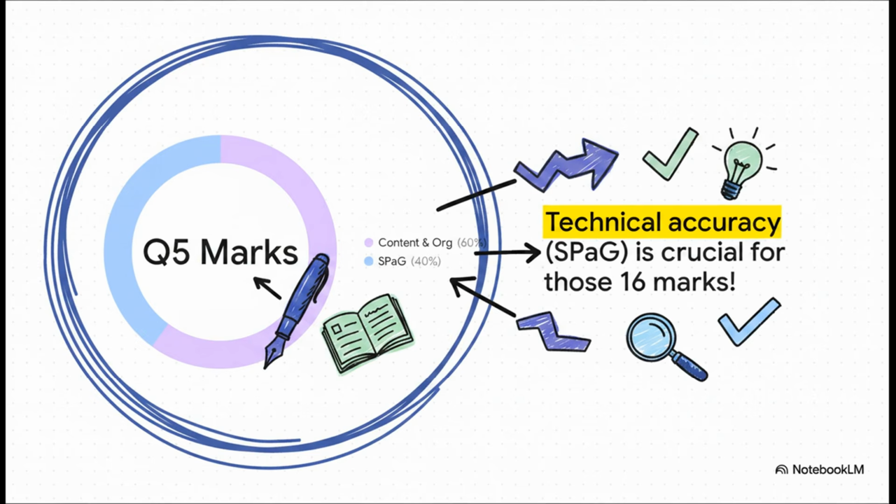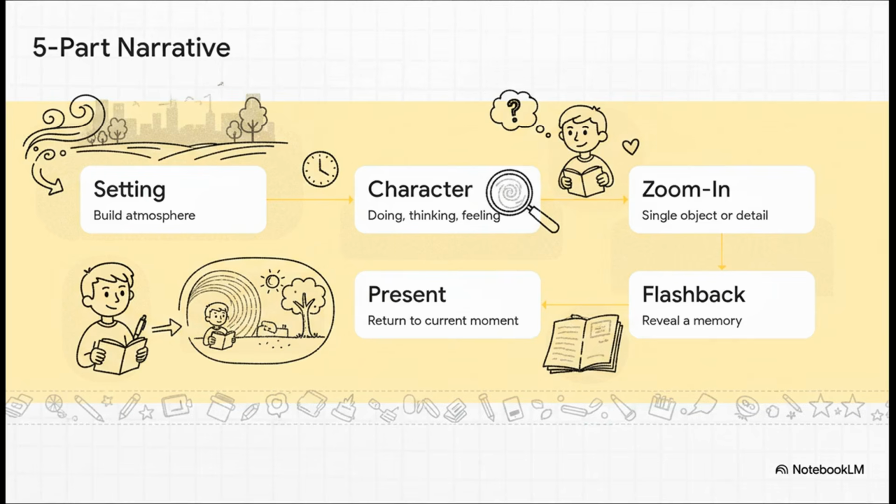24 of those marks are for content and organization, but SPAG, spelling, punctuation, and grammar, makes up a huge 16-mark chunk of your final score. Technical accuracy is quite literally just as vital as your creativity. So, how do we guarantee those 24 marks for organization and totally eliminate writer's block? We use this beautifully paced 5-part narrative structure cheat code.